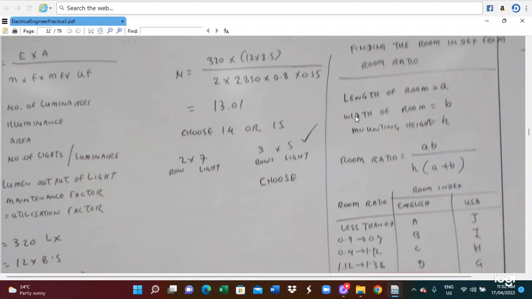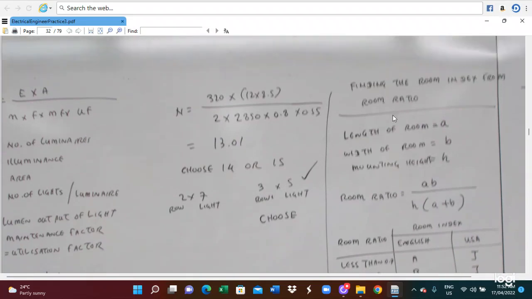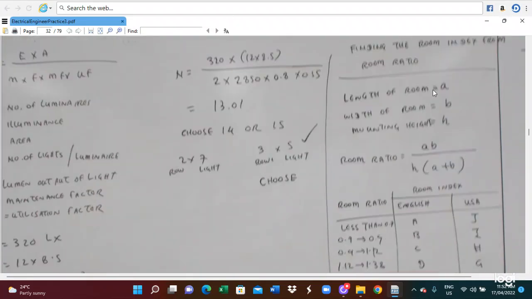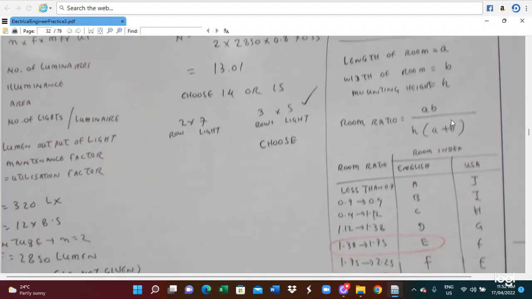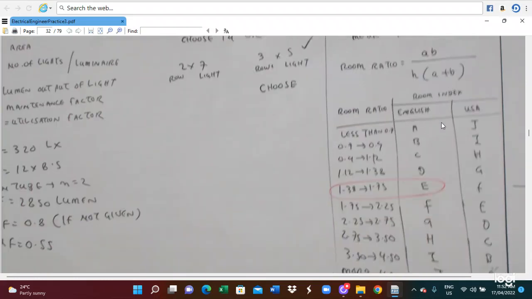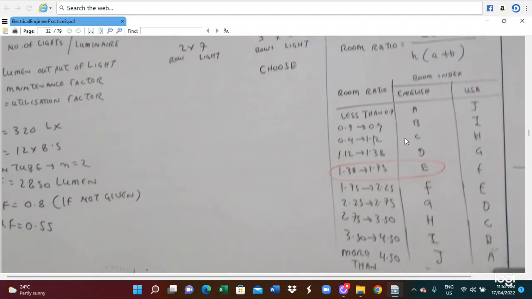Now we also calculate using the room ratio method. Let the length be A, the width be B, and the mounting height H. In this case, room ratio can be calculated as AB divided by H times (A plus B). In this case, the room index method is different from the room ratio method. This is the English and USA system. So with the room ratio method, you can select the values E, A, B, C, D, and this is the room ratio value.